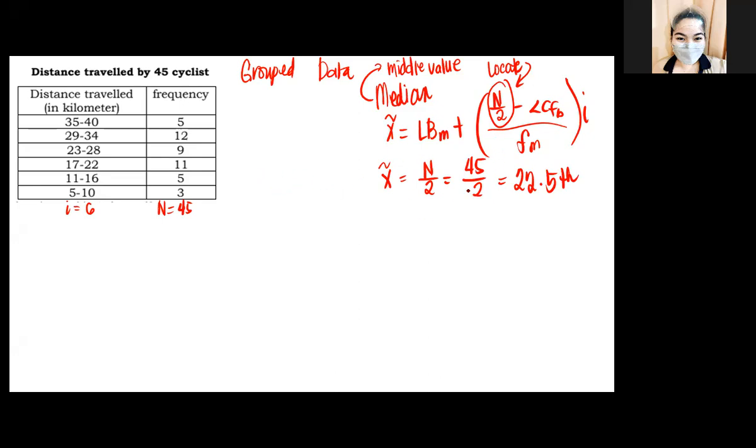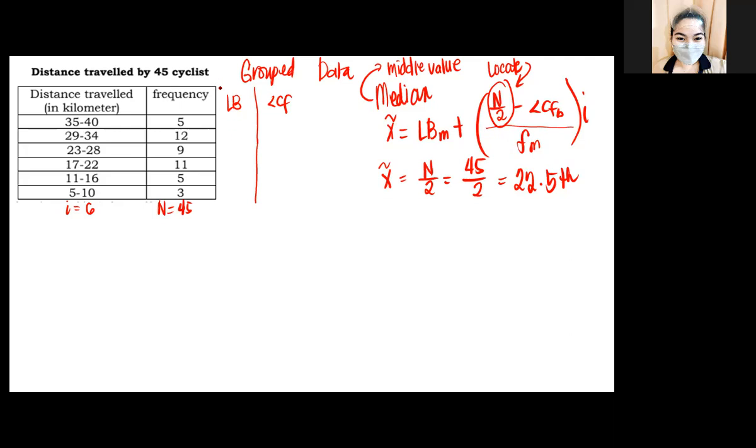Bago natin makuha yan, let us have first the lower boundary and the cumulative frequency. Sa lower boundary, kailangan natin yan in answering kasi you need to get the lower boundary of your median class. And then, sa cumulative frequency din, kailangan din natin siya. Okay? So, yan yung mga kailangan natin to find the median.